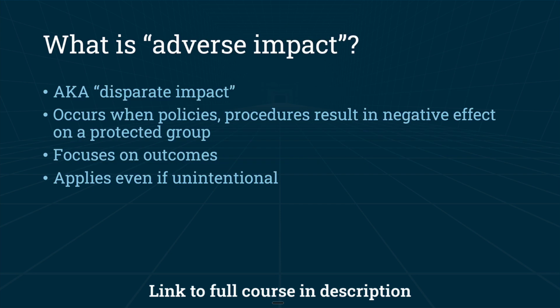Another important term is adverse impact, which you may also see as disparate impact. This occurs when policies or procedures result in a negative effect on a protected group. The law under Title VII focuses on outcomes, even if that outcome is unintentional.